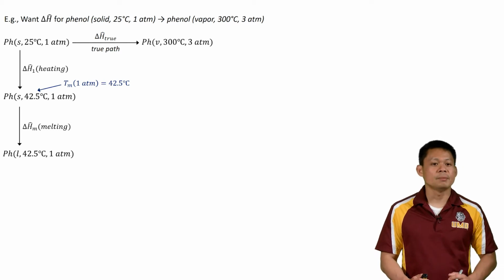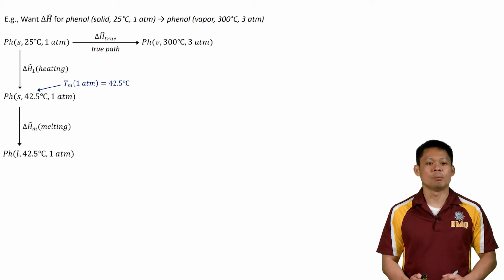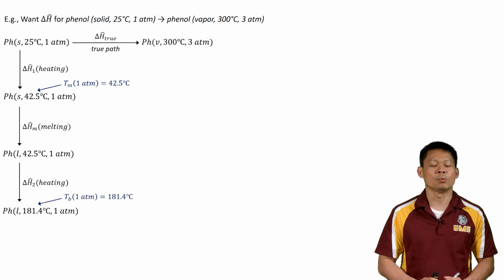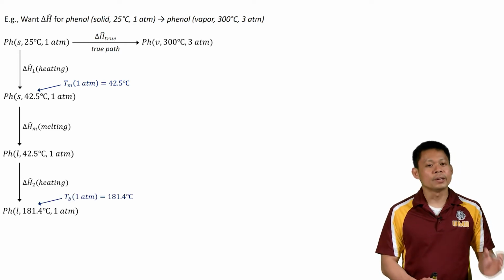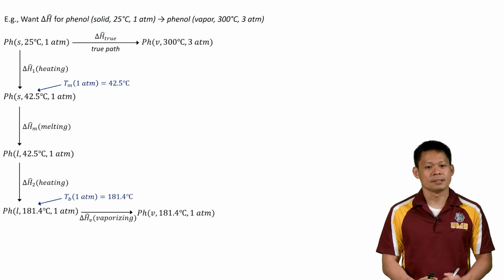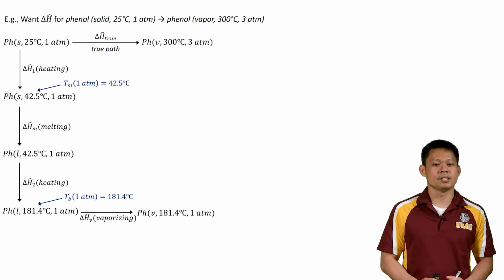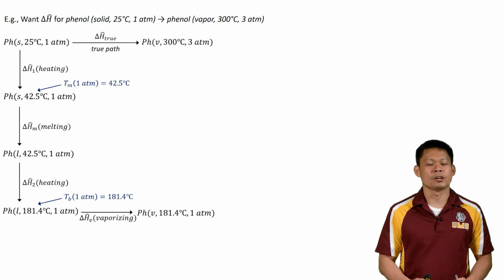The next step, we can heat it up again further to get to our boiling point of phenol. This 181.4, that's our boiling point of phenol at 1 atmosphere. And now we can change it to the vapor phase by simply vaporizing it. And that is our latent heat of vaporization at that temperature and pressure.